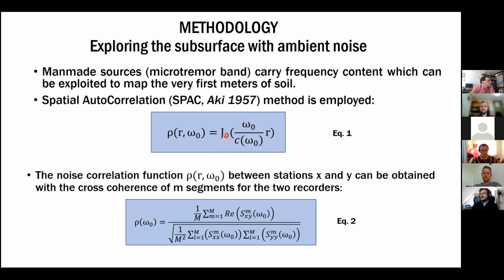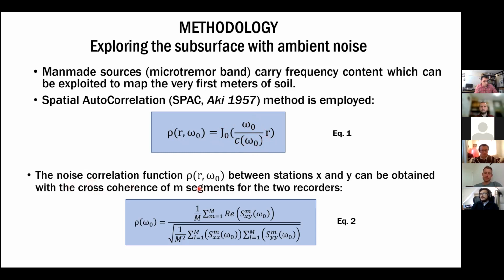Here, J0 is the zero-order Bessel function of the first kind. Omega 0 is the angular frequency. C as a function of omega 0 is the phase velocity, and R is the inter-station distance.